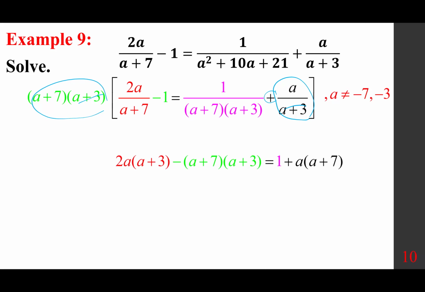So what happens next? All we have to do is distribute and simplify. First and foremost, we remember that this is the product of these two, so we have the negative sign in front of that. Same thing, we write it here because it was the product, and don't forget there's a negative sign. Now if I distribute the 2a, I get 2a squared plus 6a. This one, I get the same thing. Everything changes sign: minus a squared, minus 10a, minus 21. The right side: 1 plus a squared plus 7a.